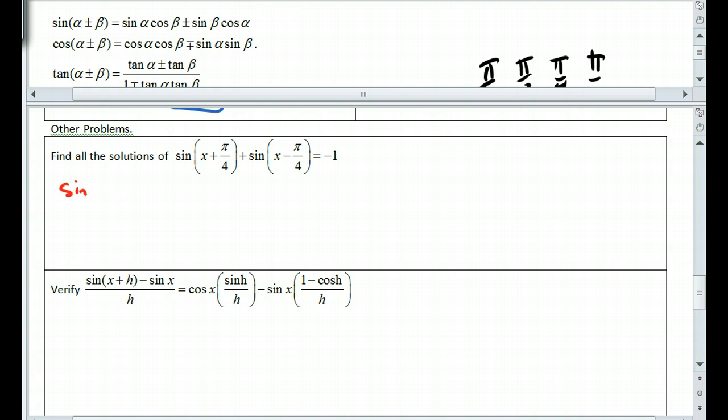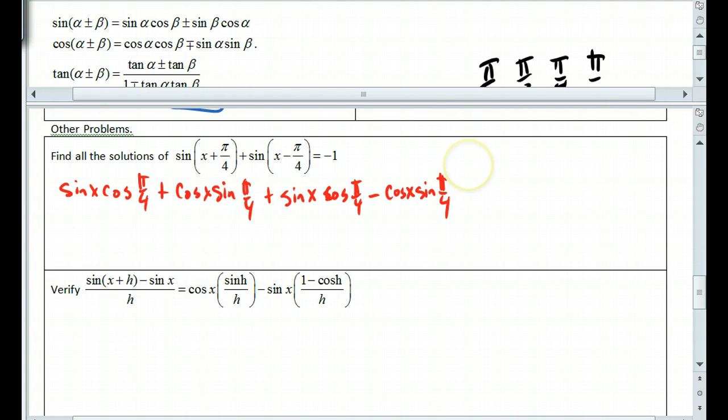So sine of x times the cosine of pi over 4 plus the cosine of x times the sine of pi over 4. Uh-oh, I strayed a little bit. Is this the same or not? I think it is. So then here I would have the sine of x times the cosine of pi over 4. And then now I'm going to have a minus. And this is going to be cosine of x times the sine of pi over 4.